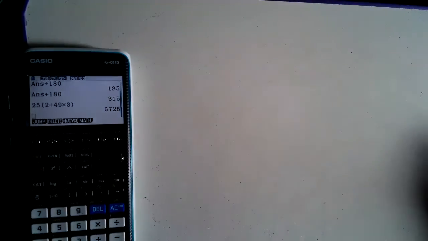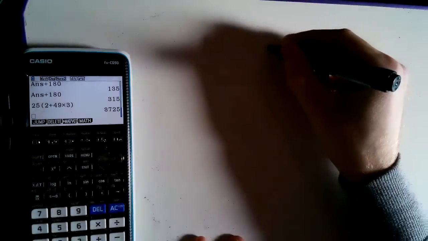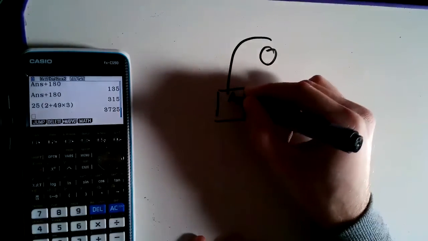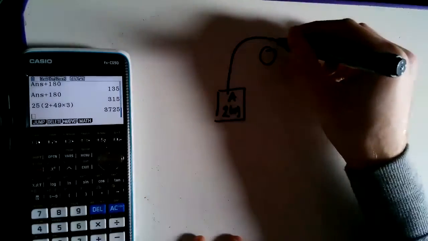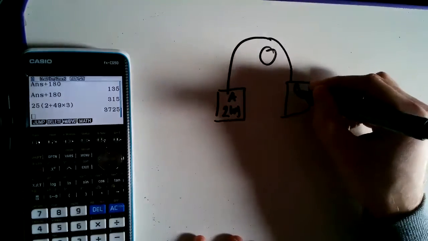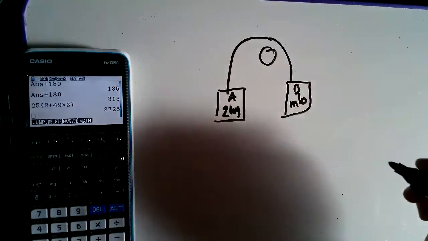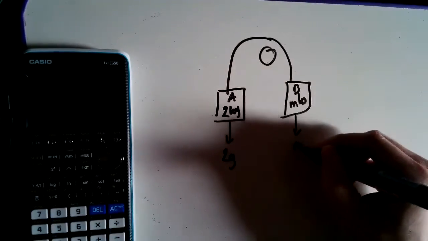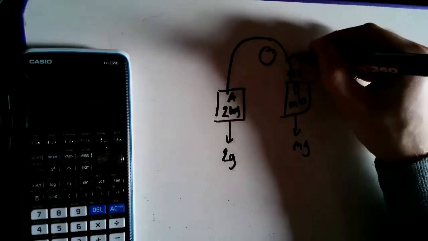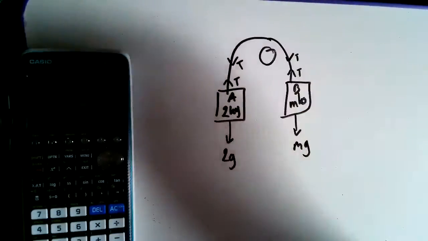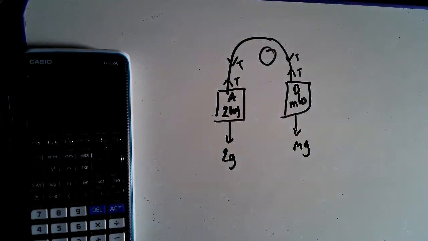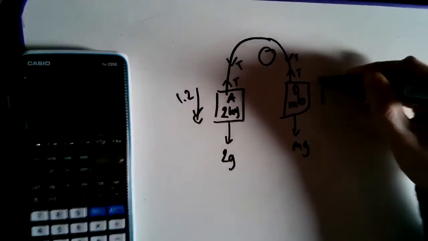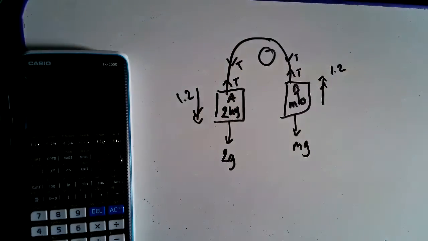And the last one, so pulleys. I'll try and make it a bit trickier. So we're getting good at this. So there's A, and we know that there's 2 kilograms. There's B, and we know B is m kilograms, but m is less than 2 because this one's heavier. So put the weights on, put the tensions on, and we also know that the acceleration is 1.2. This one's going to go down by 1.2, this one's going to go up by 1.2.